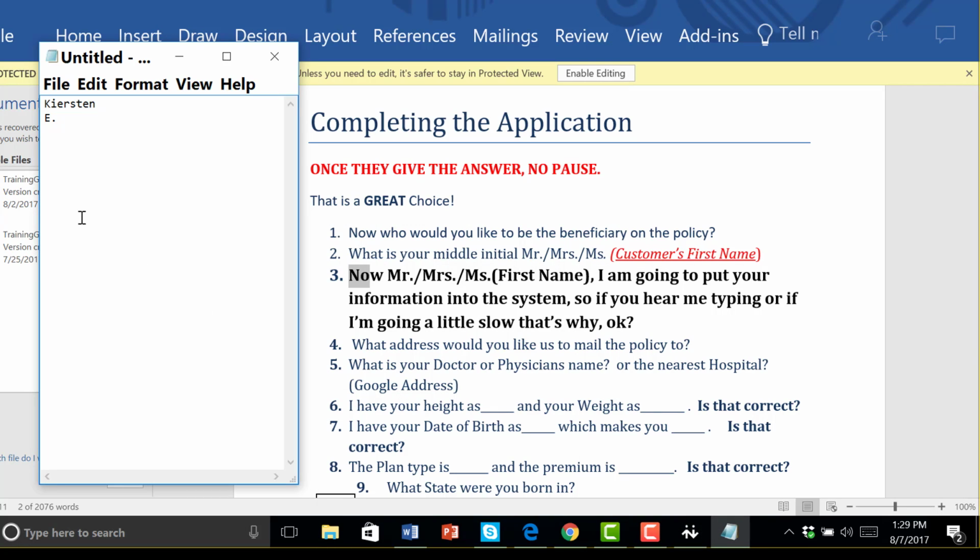Okay? Now, Ms. Carol, what is the name of your primary doctor? Dr. Phillips? Okay. And is he right there in Galleon? Great. Now, I have your height as 5'4" and about 145 pounds. Is that correct? Yes. Now, I've got your birth date as June 18th, 1964. Is that correct? Yes. And that makes you how old? 53? Yes. Great.